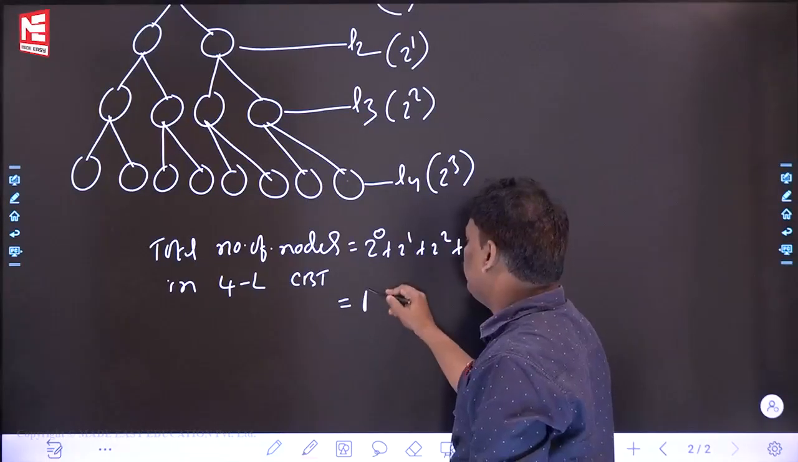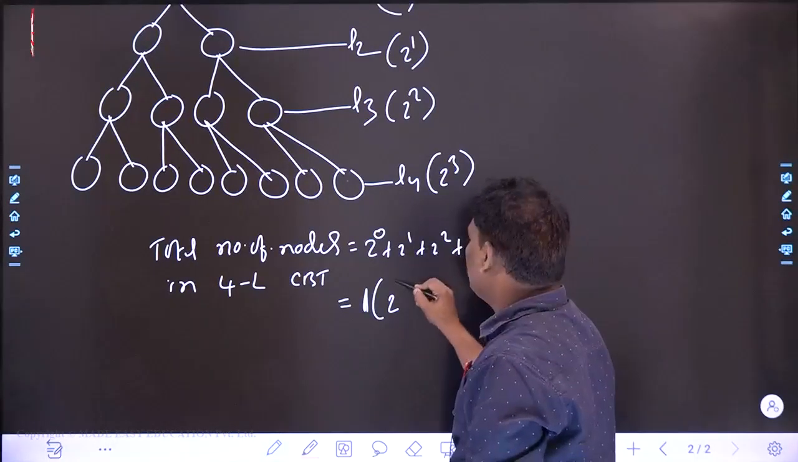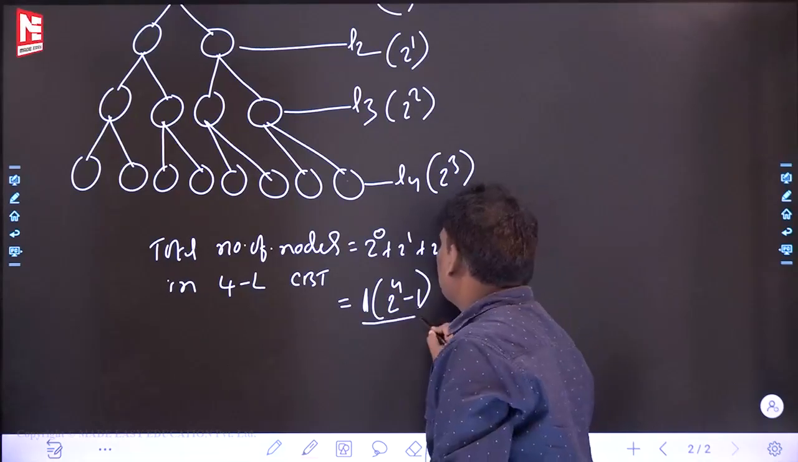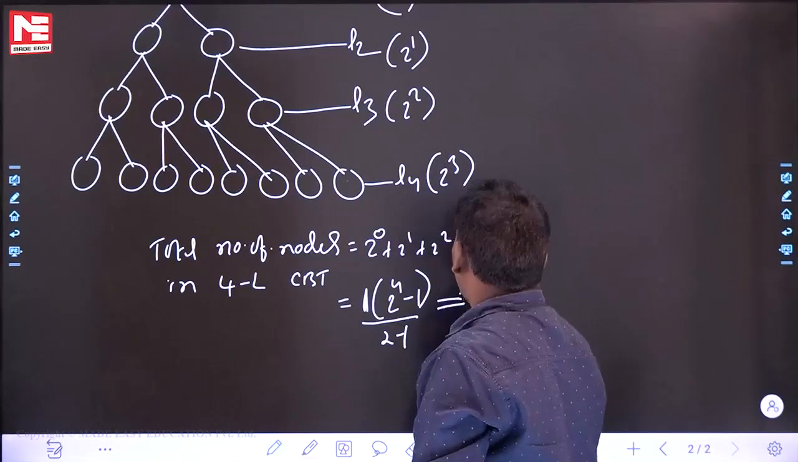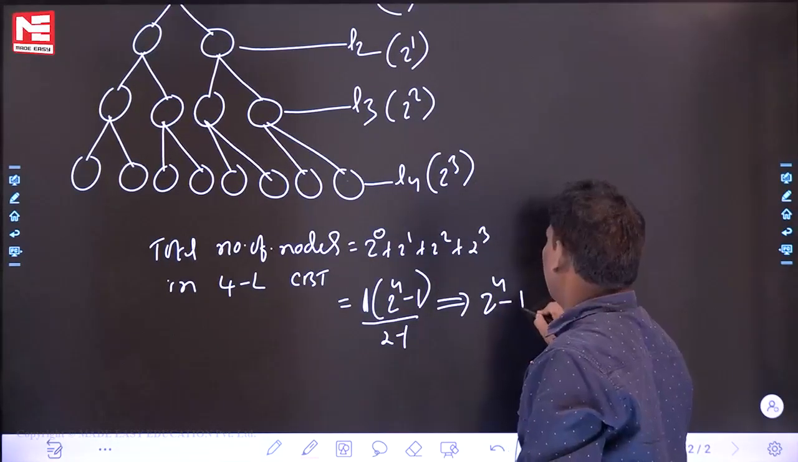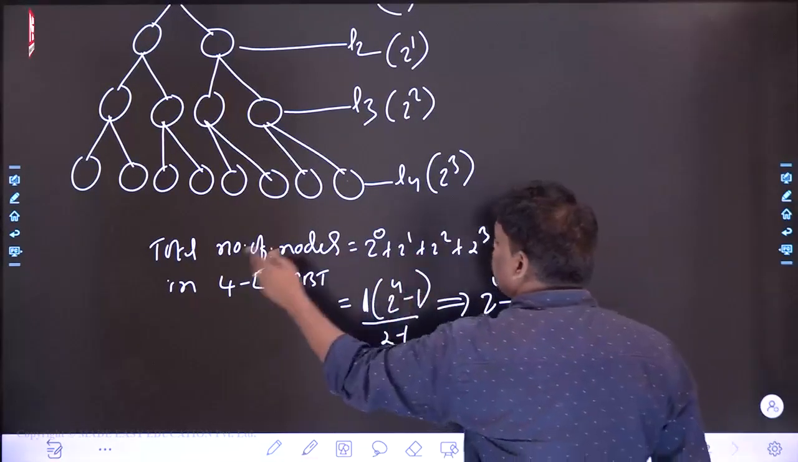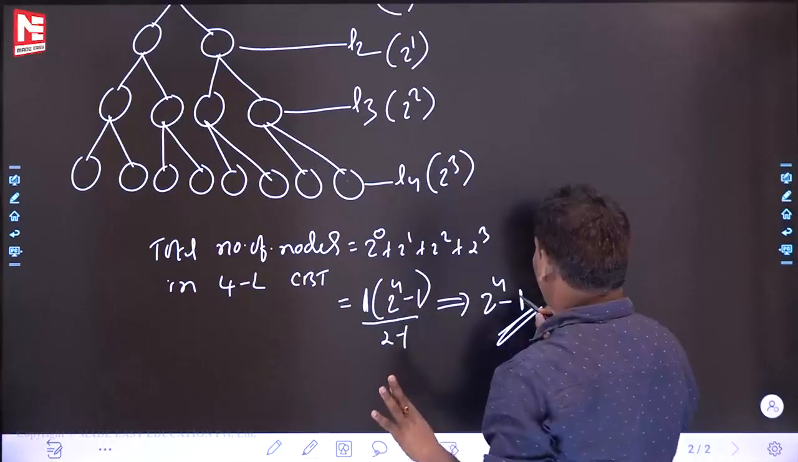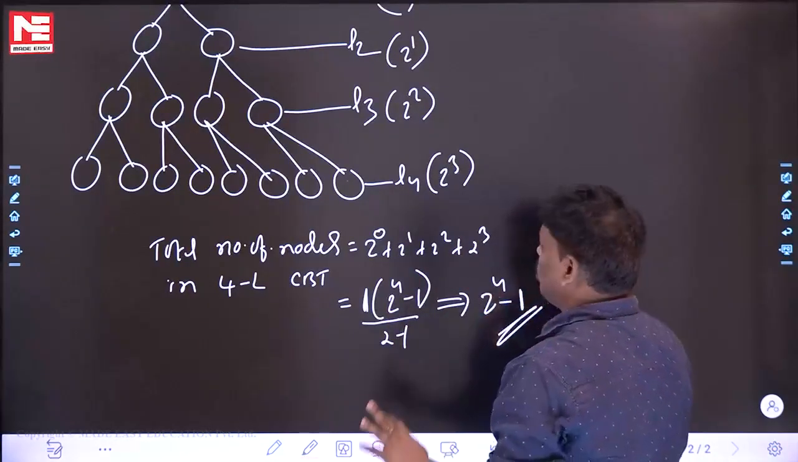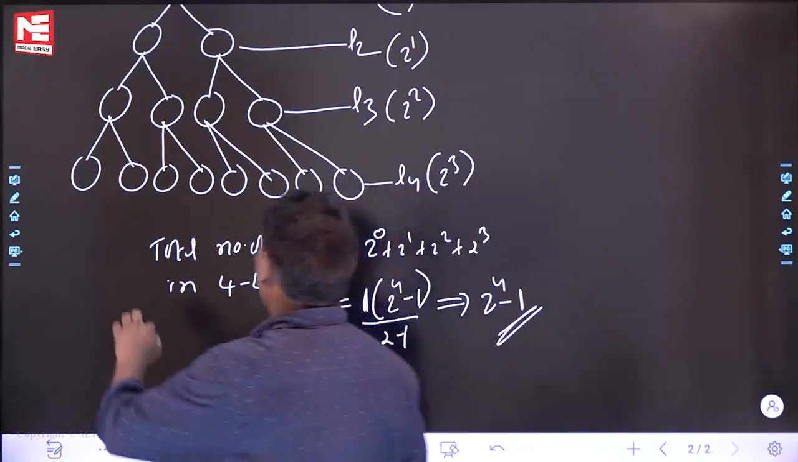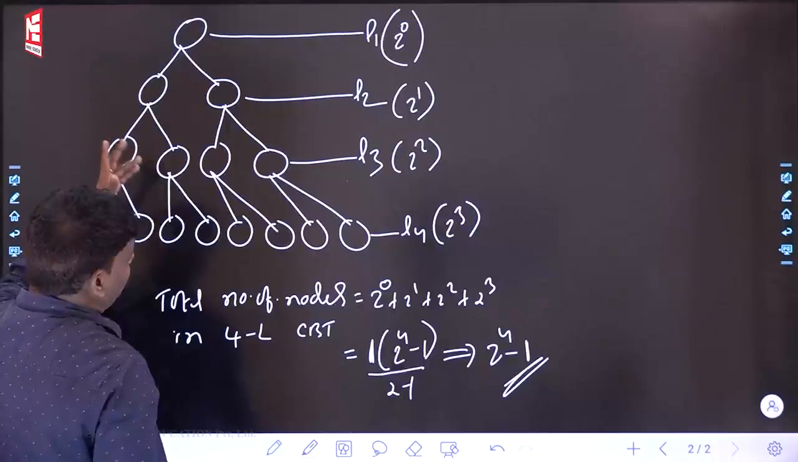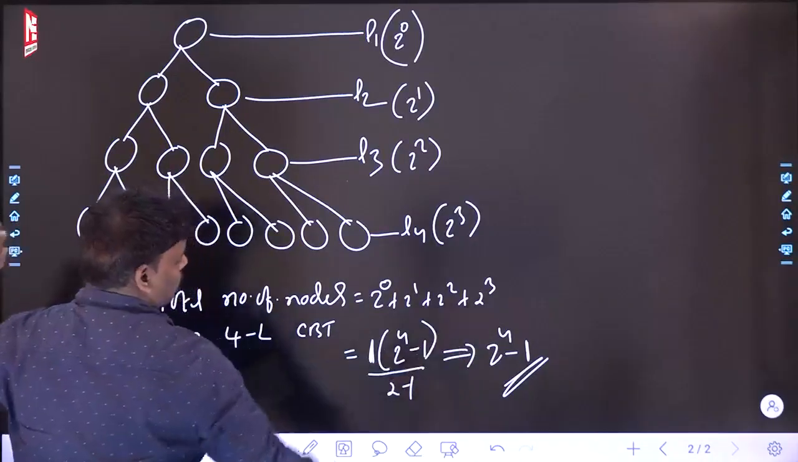What is the formula? a times (r power n minus 1) by (r minus 1), with n as 4 and r as 2. Which goes to 2 power 4 minus 1. So the total number of nodes in a 4 level complete binary tree is equal to 2 power 4 minus 1. This is the way this formula came. From now onwards, if anyone asks you how many nodes a 4 level complete binary tree contains, simply say 2 power 4 minus 1.